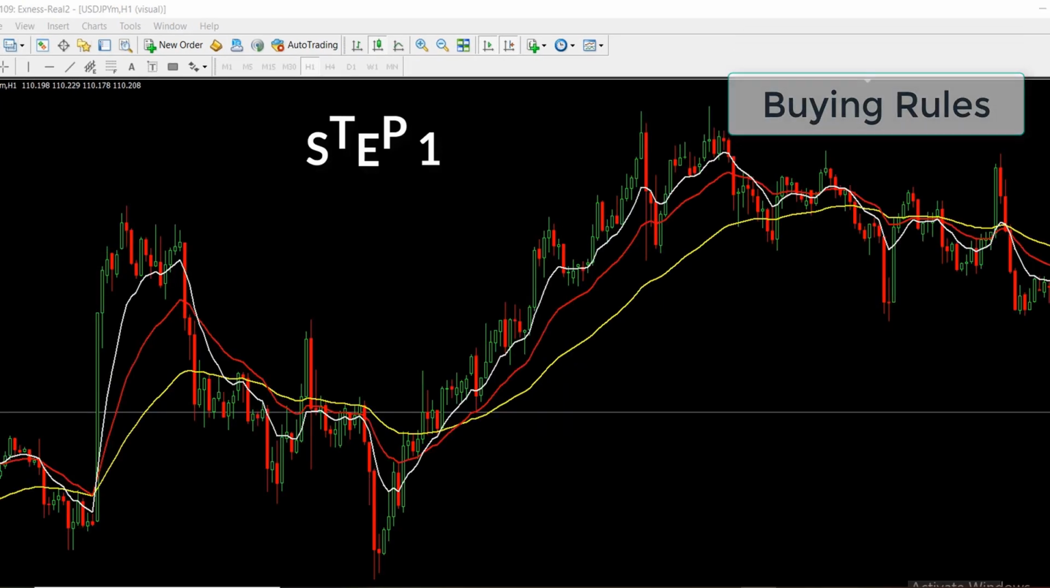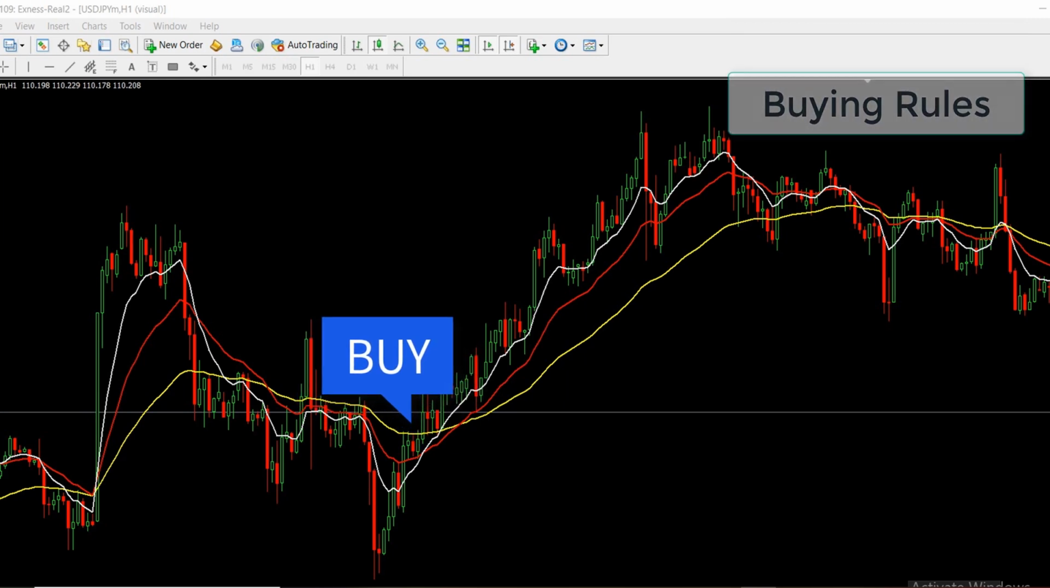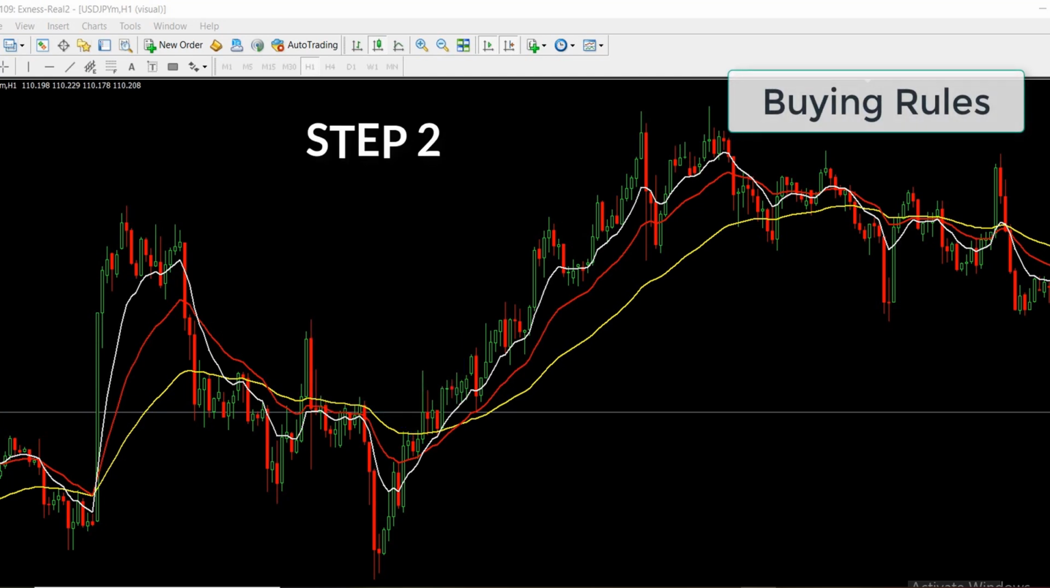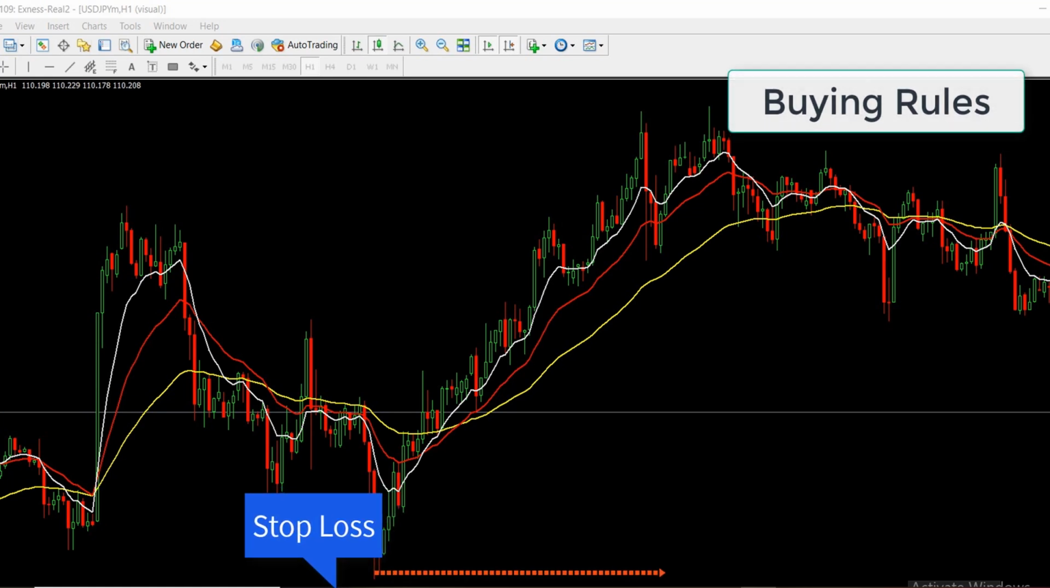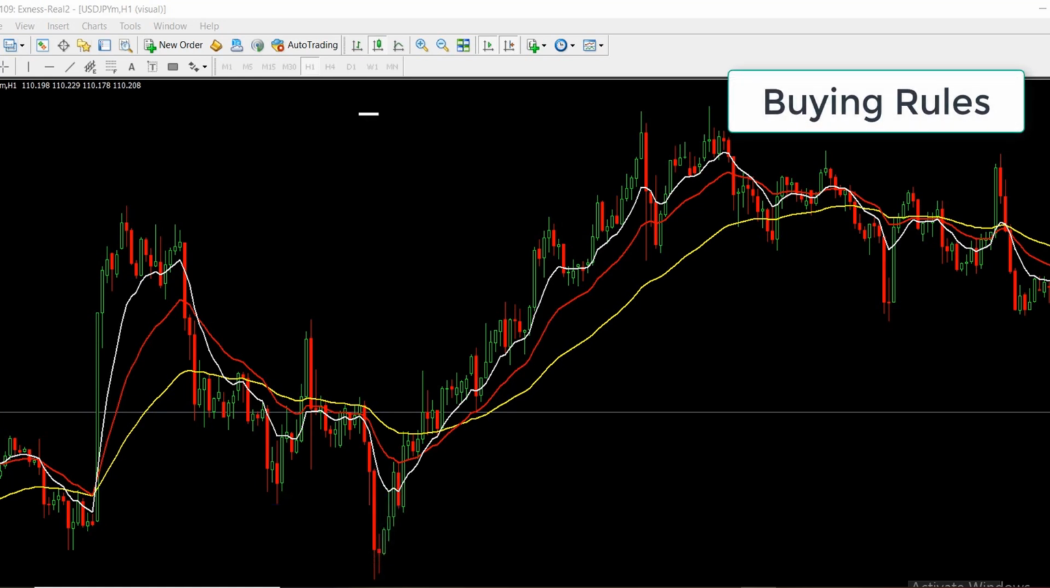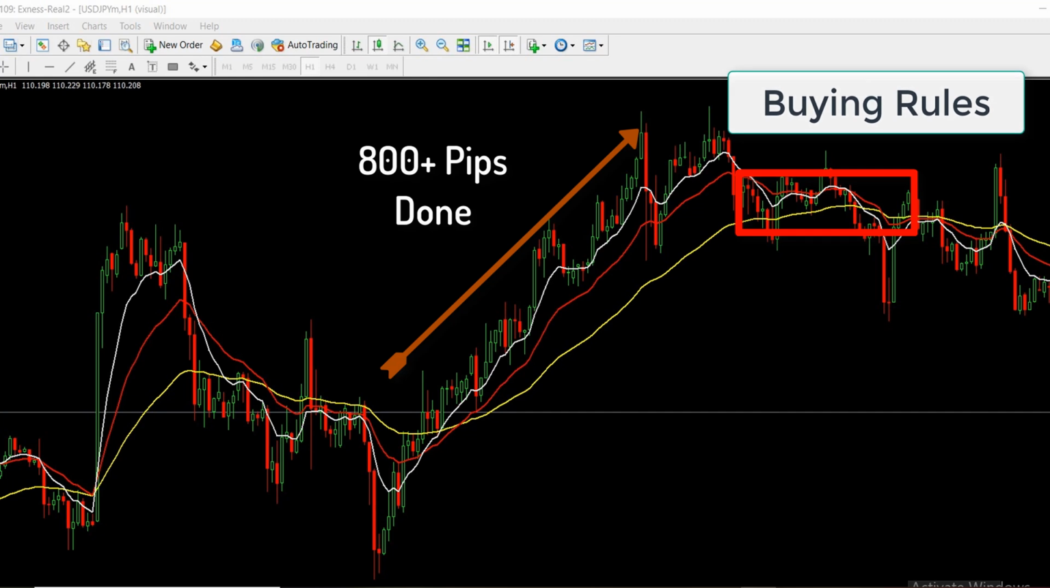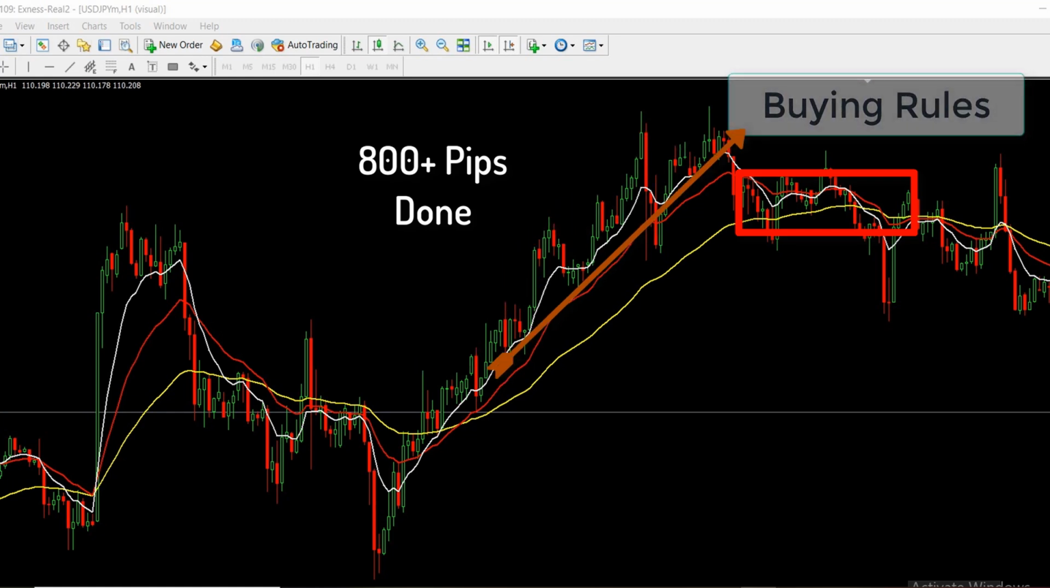Buying rules. Step 1. When the 55 exponential moving average is below both the 9 exponential moving average and 21 exponential moving average, we will consider the trend to be up, and we go for the buy. Step 2. Place your stop loss a few pips below the nearest swing low point. Step 3. Use previous swing high points as your running trading take profit target level or exit from a trade, when the fast exponential moving average touches the medium exponential moving average, or when the fast exponential moving average crosses over the medium exponential moving average.